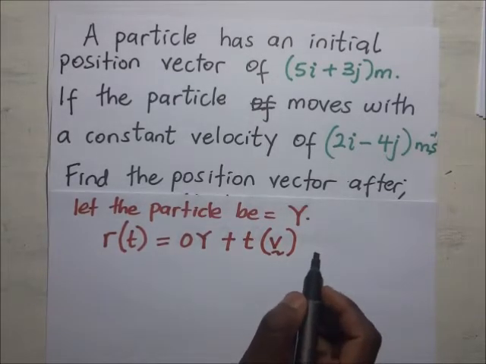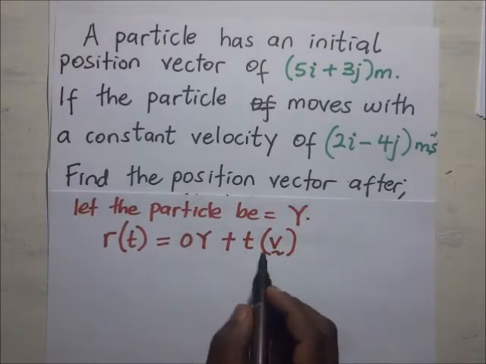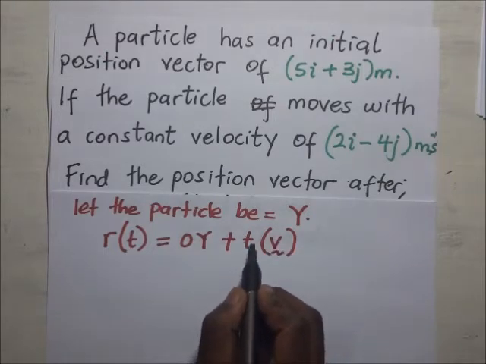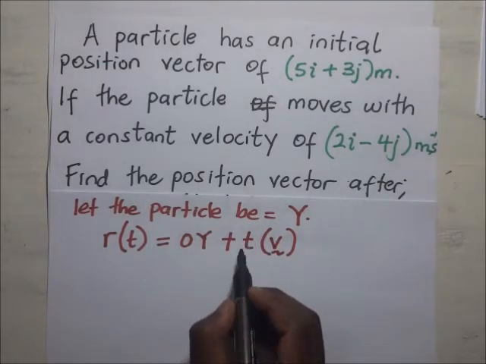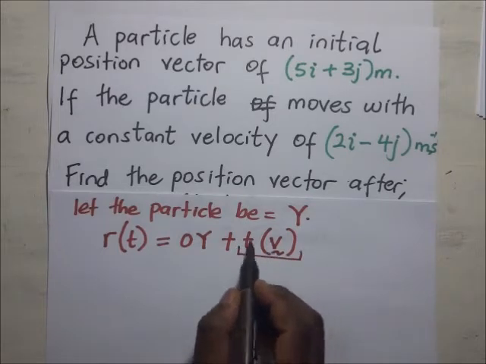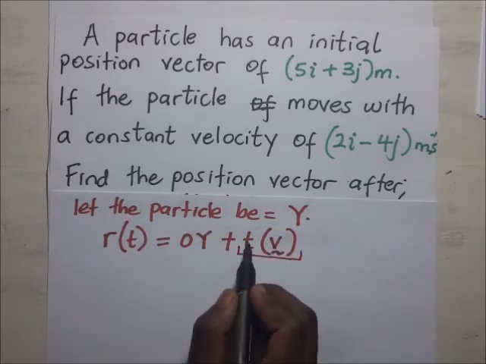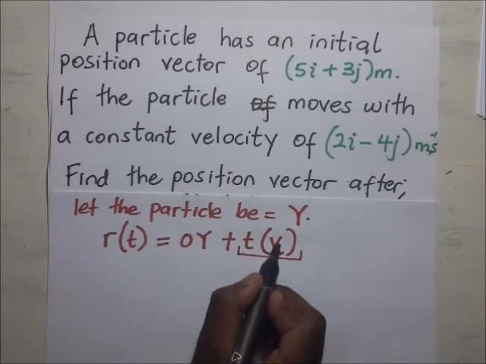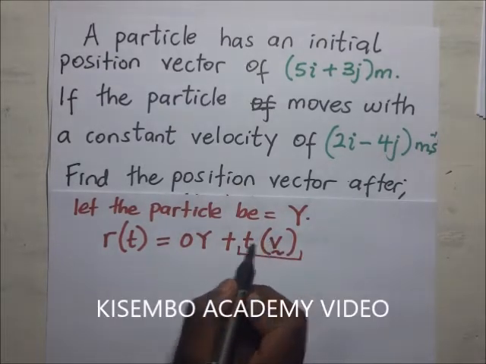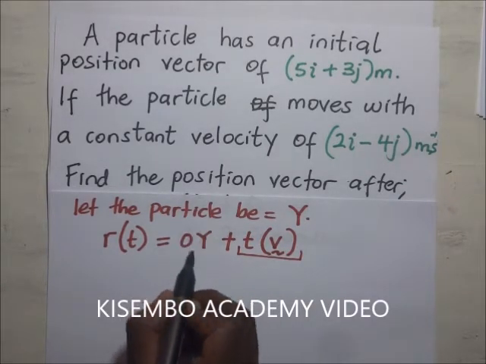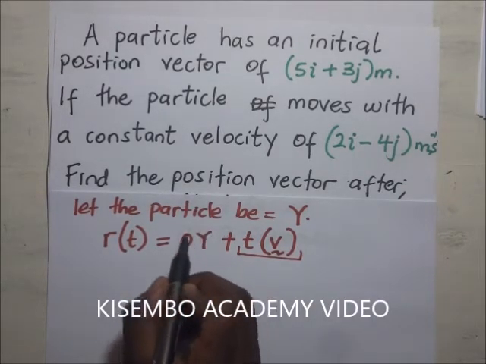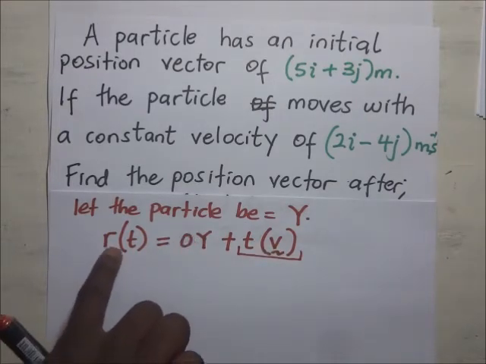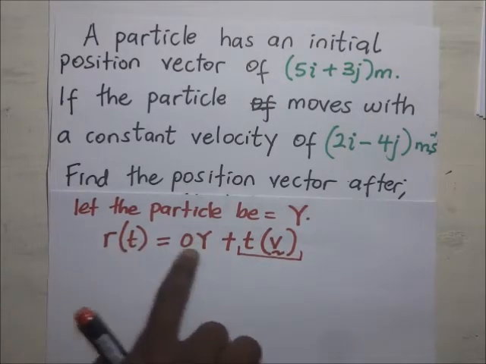This is how we denote it. OY is the position vector, and this is the velocity vector times time. This is speed times time. Speed times time means that you are adding a certain distance, because distance is equal to speed times time. So you're adding the distance that this particle has traveled on top of the distance from the origin, which is the position vector, so that when you add those two, you're able to get the position vector after a certain time t.